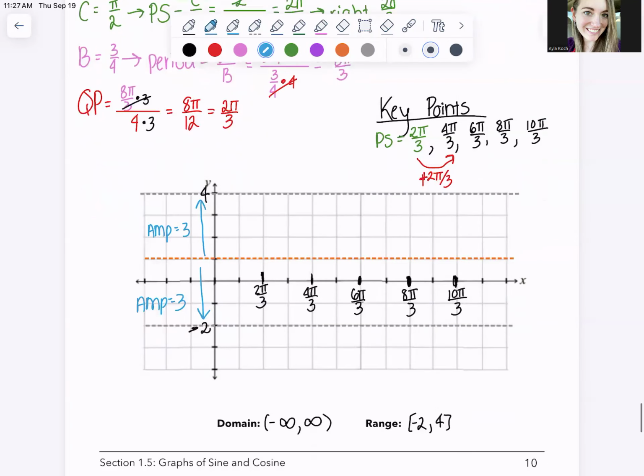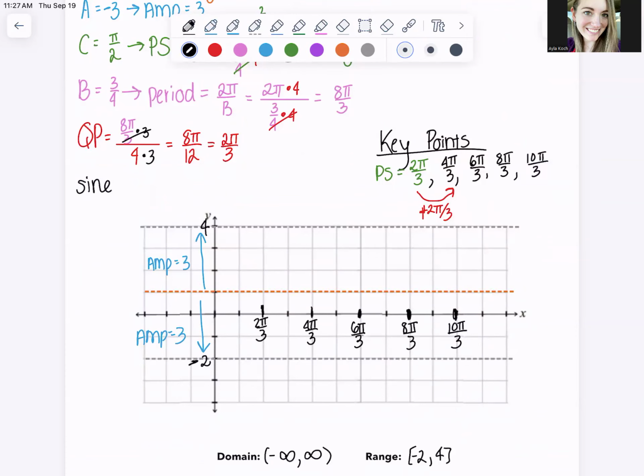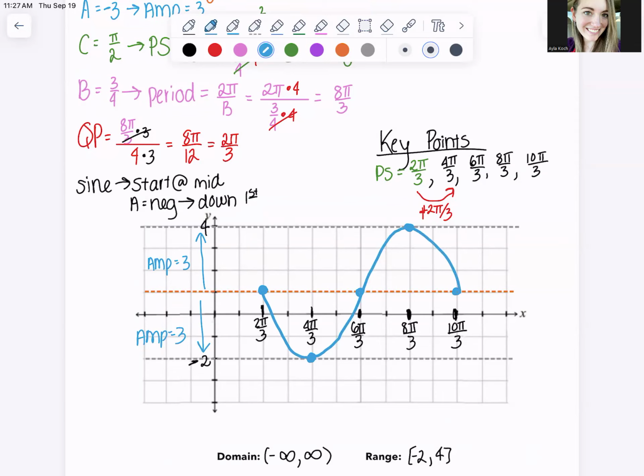What kind of function is it? Sine with a negative a. So this is sine, which means we start at the midline. And a is negative, which means we go down first. So start at the midline at our first key value. We're going down first, up, up, down. Boom. And there it is.